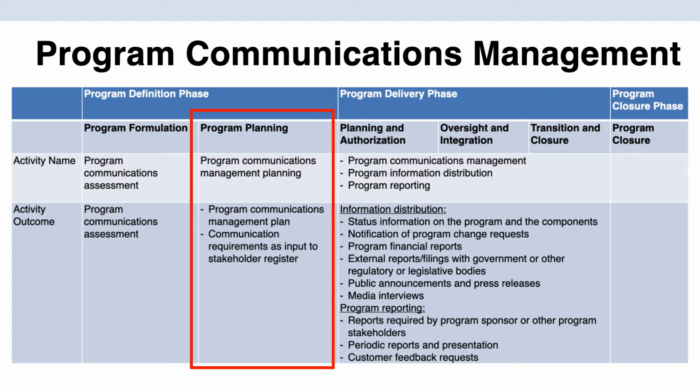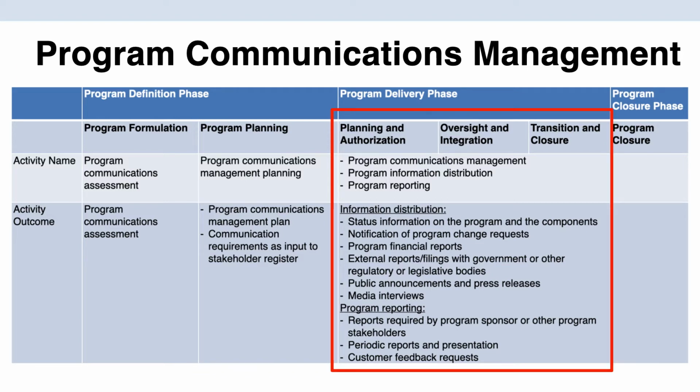During the program planning subphase, we have the program communication management planning activity, and this produces the program communication management plan as well as communication requirements, which is one of the inputs to the stakeholder register. The communication management plan is also a subsidiary plan to the overall program management plan. It describes how, when, and by whom information will be created and disseminated. Any communication requirements specific to a particular stakeholder go into the stakeholder register and get used as a part of the stakeholder engagement related activities.